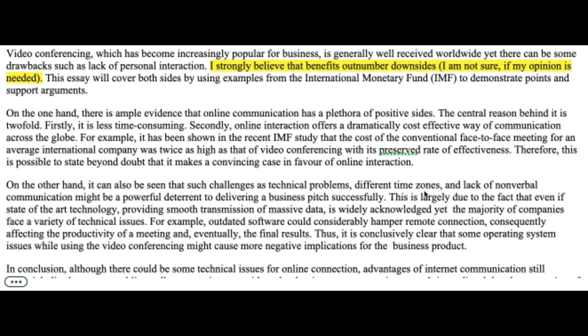Video conferencing, which has become increasingly popular for business, is generally well done for the relative clause there. Is generally well received worldwide, yet there can be some drawbacks such as a lack of personal interaction. Excellent. And well done for using the negative verb rather than the negative construction. Genius.